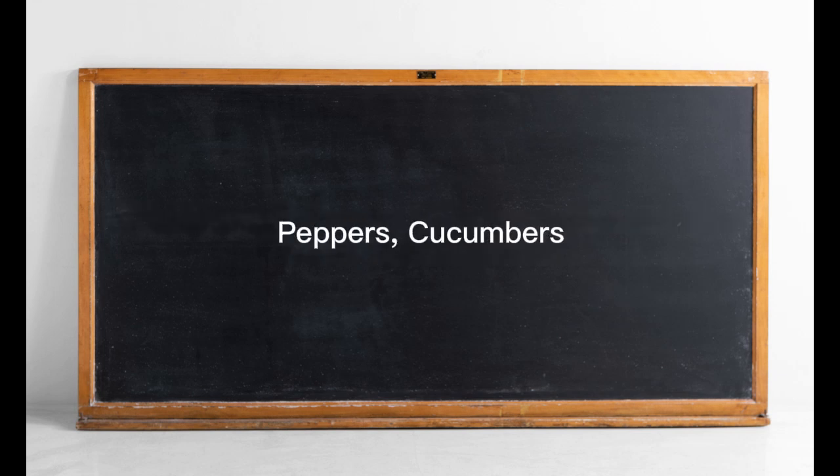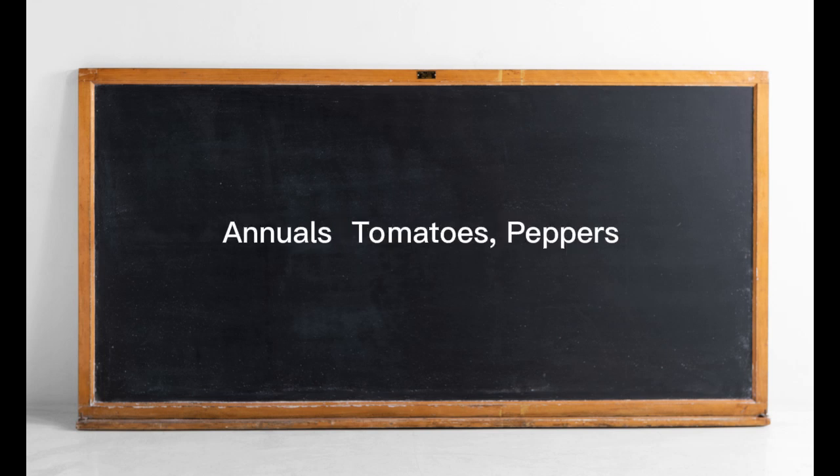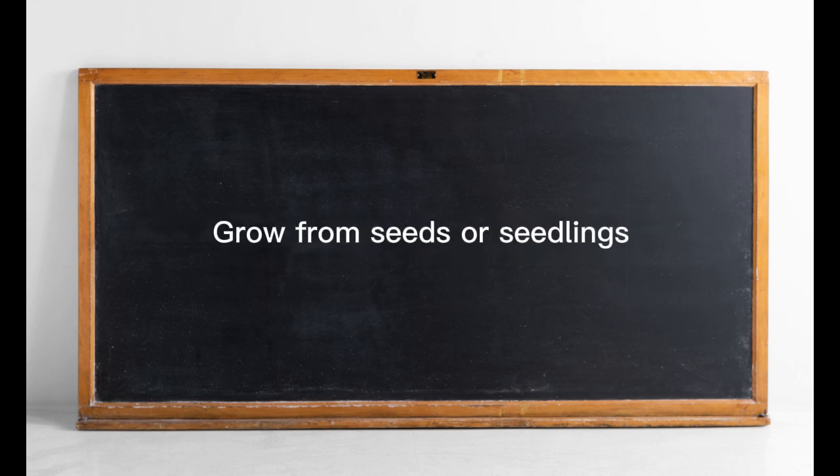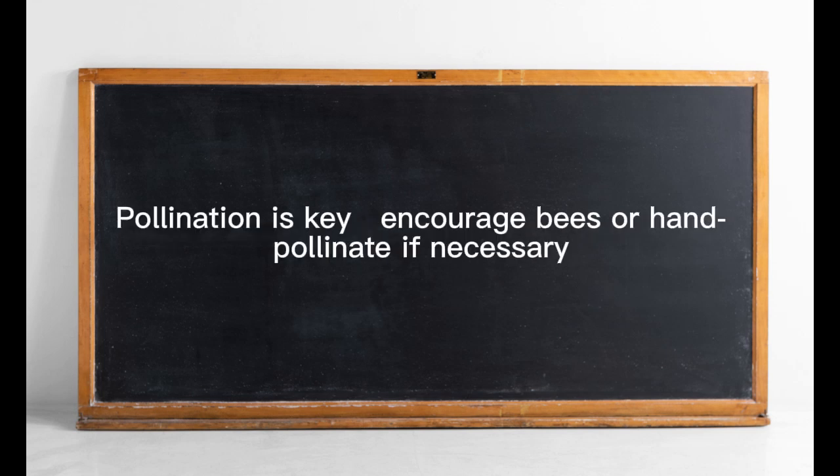3. Fruit-bearing vegetables. Growth cycle: annuals. Some varieties of eggplant can be short-lived perennials in warm climates. Best practices. Planting: grow from seeds or seedlings. Provide support for climbing plants like cucumbers. Care and maintenance: pollination is key. Encourage bees or hand-pollinate if necessary.